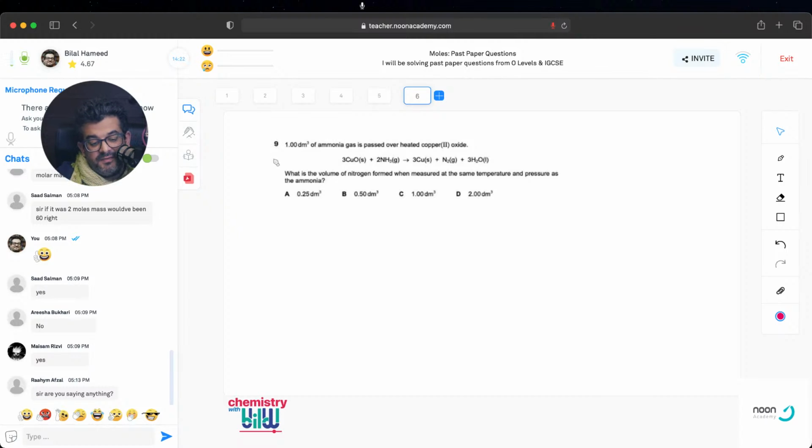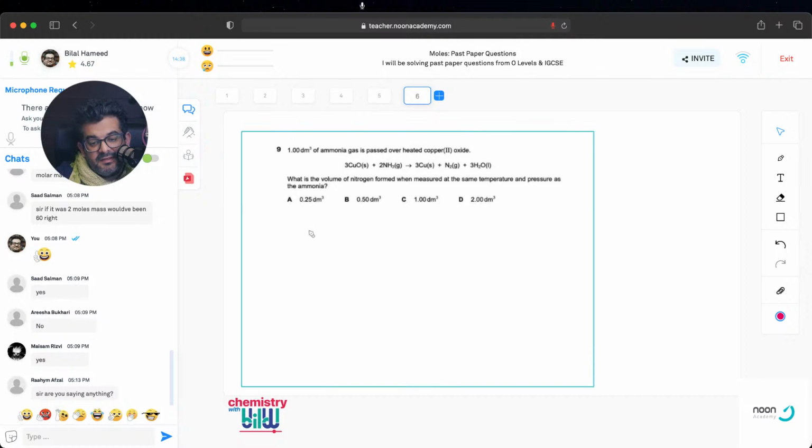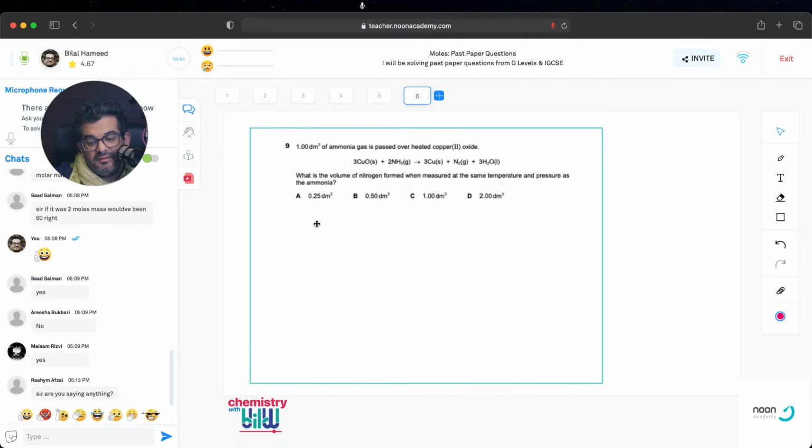So let's take a look at this question. 1 dm cube of ammonia has passed through heated copper. What is the volume of nitrogen measured? Now, can you guys solve this one, or do you want me to solve this one? Do you see this question right now? You want to try solving this one right now?